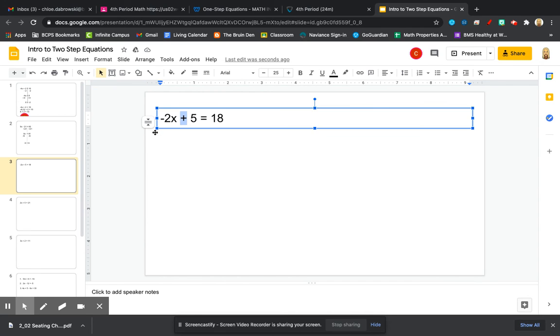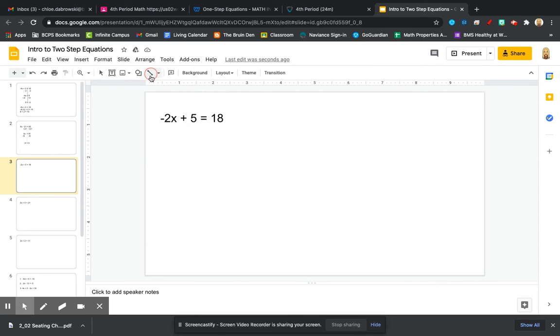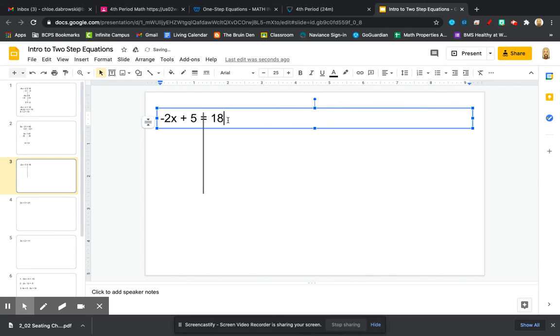This time we have an adding 5. So I want to go ahead, go straight down the middle with our equal sign. We will subtract 5 from both sides. Minus 5, minus 5. This side is left with negative 2x equals 13.